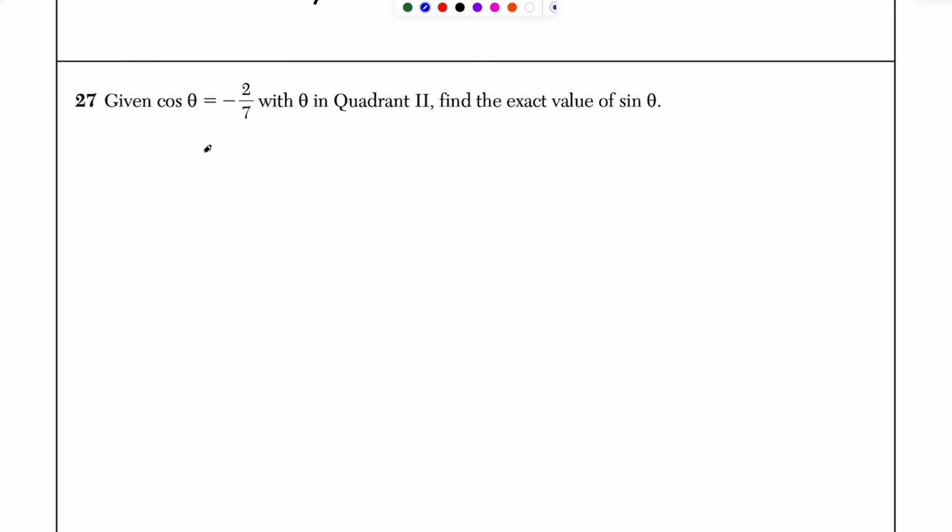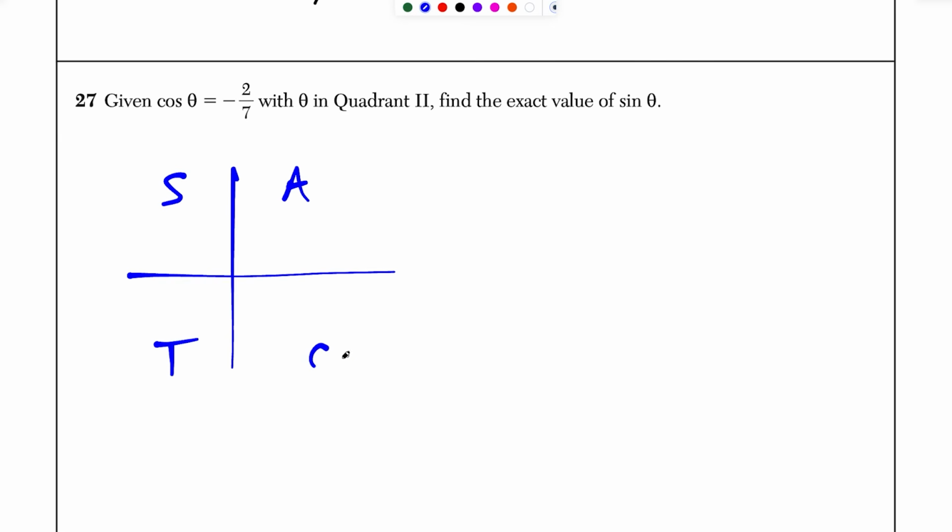Question 27, given cosine theta equals negative 2 over 7 with theta in quadrant 2, find the exact value of sine theta. So for something like this, I like to draw out the 4 quadrants, and I label it ASTC like this. And since we are in quadrant 2, that tells us right away that this value here for sine theta is going to be positive. Okay, and it's once again because theta is in quadrant 2. And that's what this S means. It tells us that sine and its reciprocal are positive in quadrant 2.